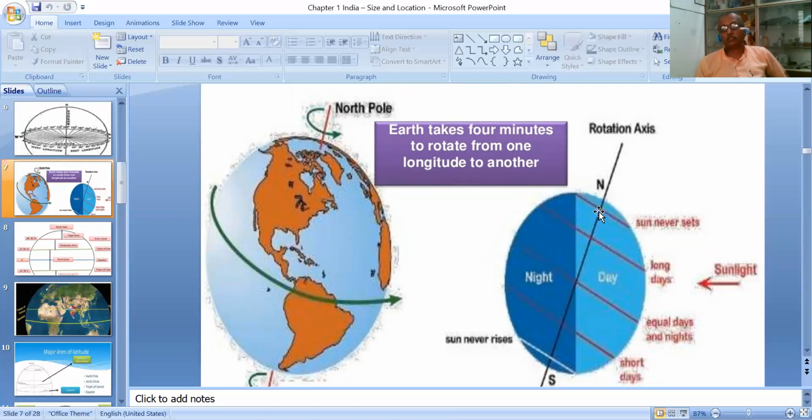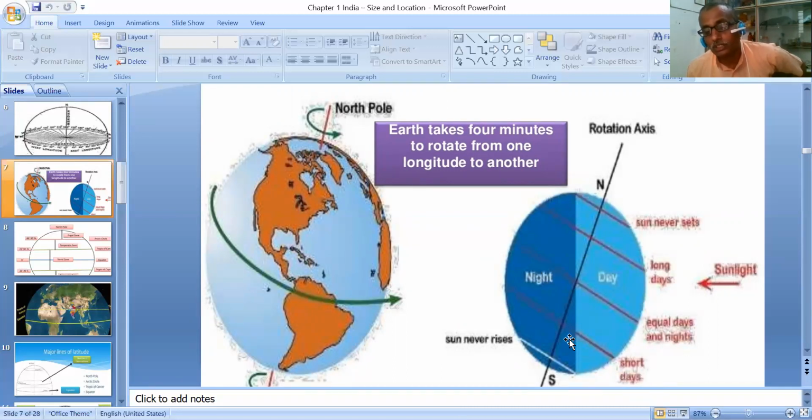In some places, many months of day will be there. In some places, many days there will be dark. So this is the position where we can understand through this. In some positions, the sun never sets. So here the long days will be there. But in the equatorial position, day and nights are almost equal.